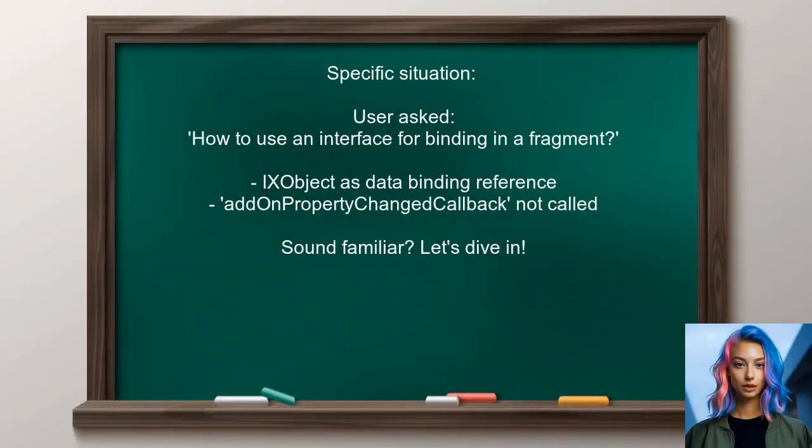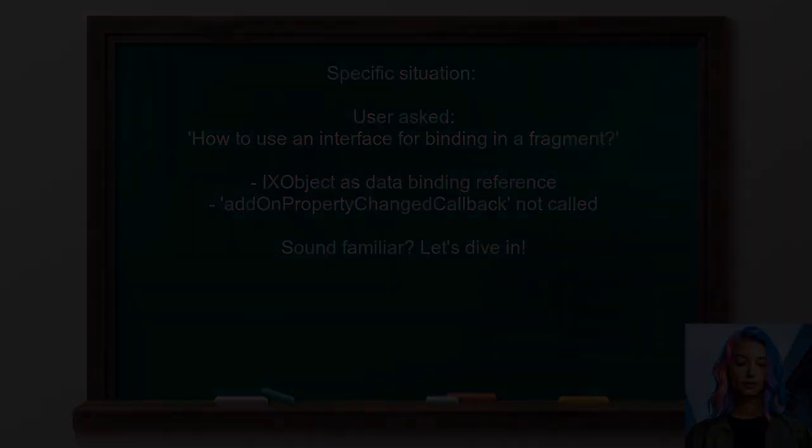Here's the specific situation we're addressing. One user asked how to use an interface for binding in their fragment. They mentioned that while using the IX object as a data binding reference, the method addOnPropertyChangedCallback in the base observable class is never called. Sound familiar? Let's dive into this.